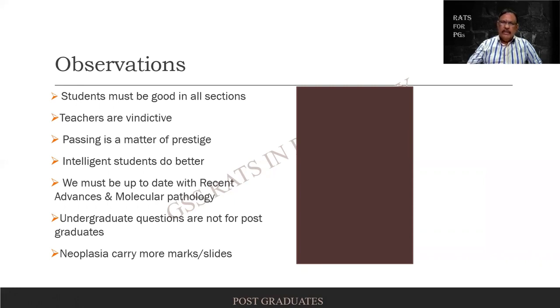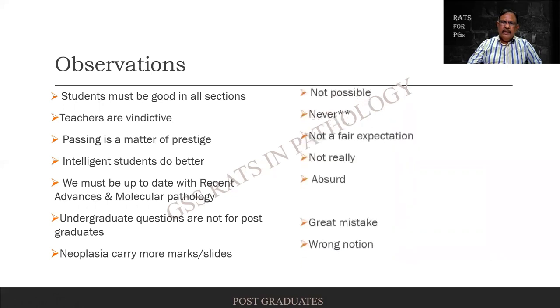These are some observations which I had seen run in the mind of the students. The actual reality will be something like this. Students must be good in all the sections. Not possible. Teachers are vindictive. Never. Passing is a matter of prestige. This is not a fair expectation. Then we cannot conduct exams at all. Intelligent students do better. This is not really the case. We must be up to date in recent advances in molecular pathology. Observe. UG questions are not for PGs. It's a great mistake. And neoplasia will be carrying more marks. It is a wrong notion.